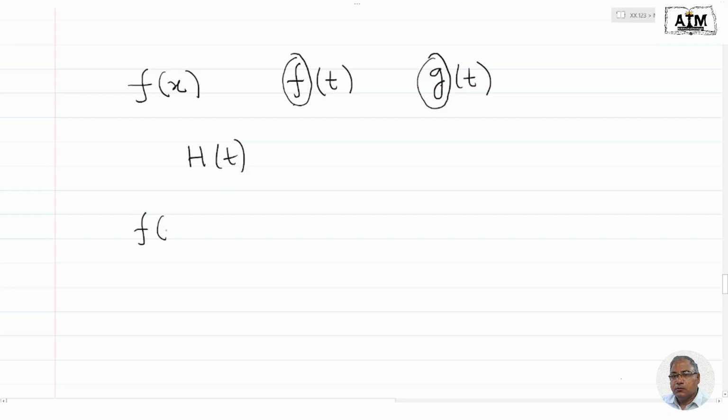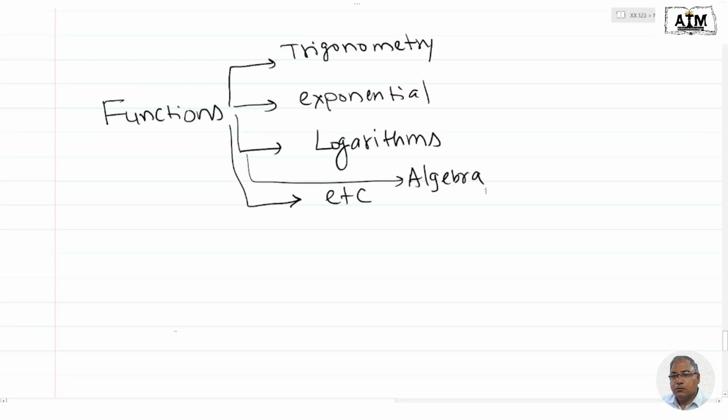Now, whenever a function is given, like f of x is given, here at the RHS side there can be anything: any polynomial, trigonometry, logarithm, exponential, anything. For example, f of x equals 4x square plus 5x plus 6. Functions can be developed by using anything like trigonometry, exponential, logarithm, algebra.